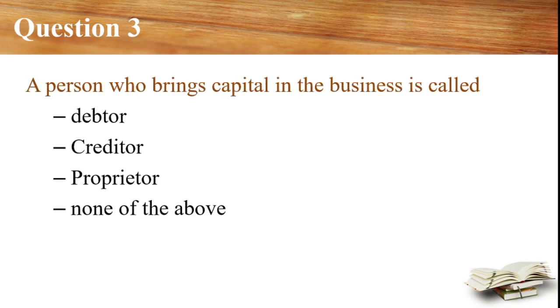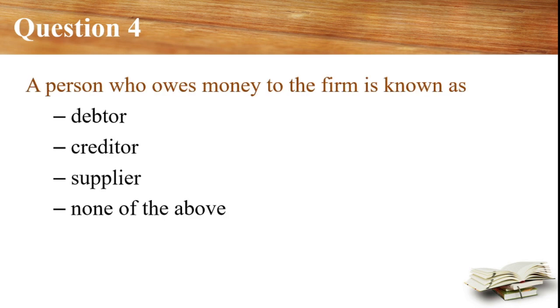Third question. The person who brings capital in business is called: options: debtors, creditor, proprietor, none of the above. And the answer is proprietor. Fourth question. A person who owes money to the firm is known as: options: debtor, creditor, supplier, none of the above. And the answer is debtor.